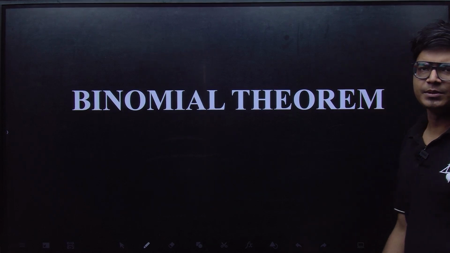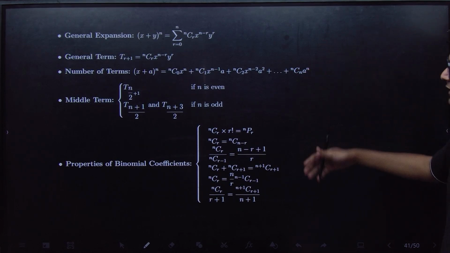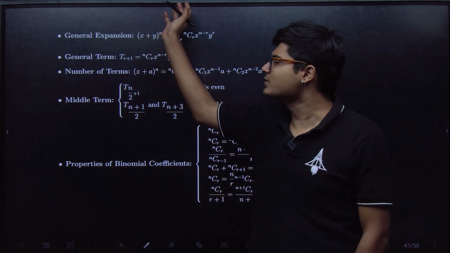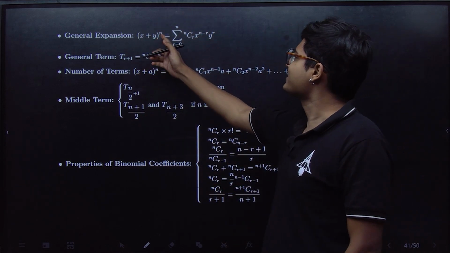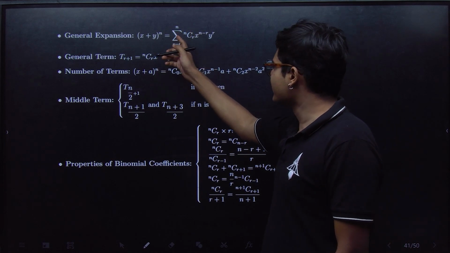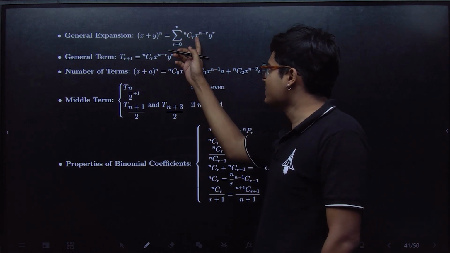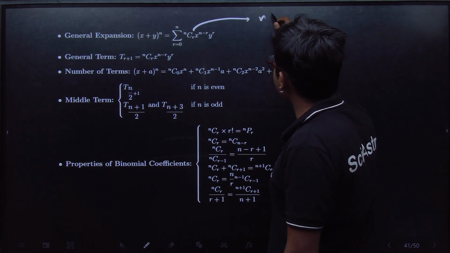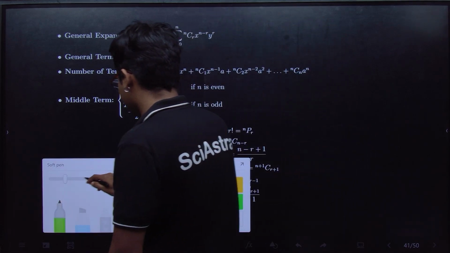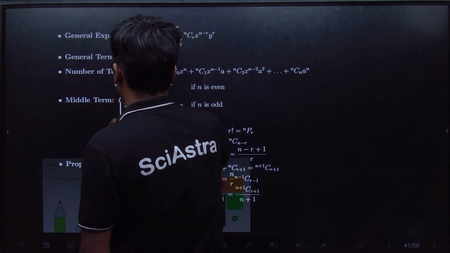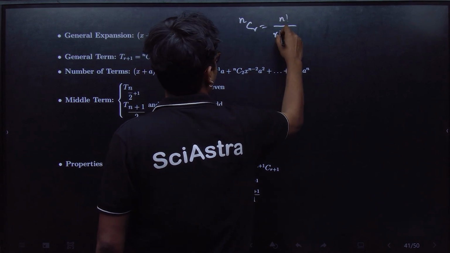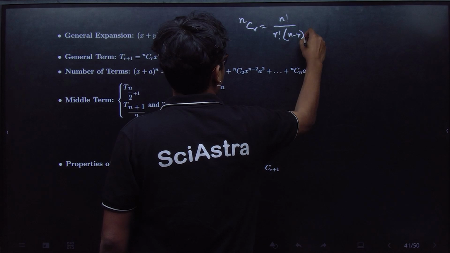Again, a very simple chapter, only one formula defines this entire chapter. So what exactly is a Binomial Theorem? It's basically expanding binomial terms to some random power, right? So if you want to expand (x + 5)^n, you end up with something that looks like the sum from r = 0 to n of nCr x^(n-r) 5^r, where nCr is defined as n factorial by r factorial times (n - r) factorial, right?